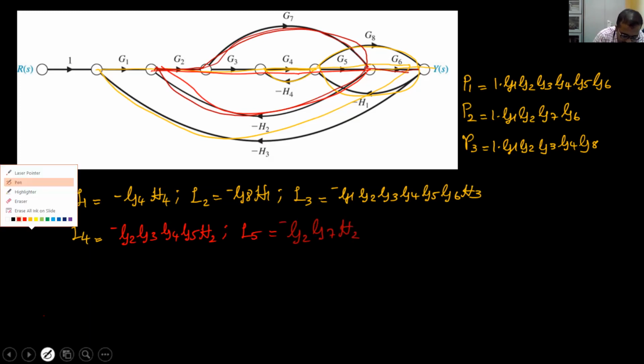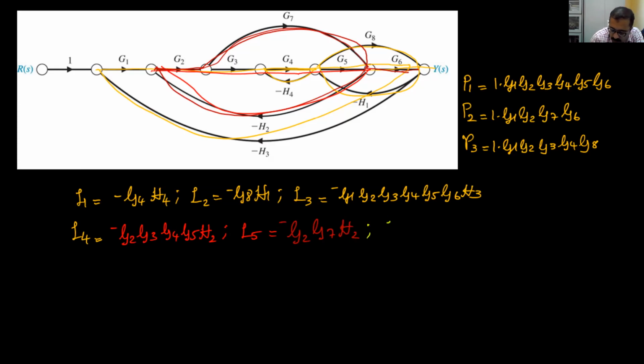Any other possible loops? L6: this we had counted, G2, G7 minus H2. Then what next? G1, G2, G7, G6 minus H3. That's another possibility. Any other loop? H3 we have considered.